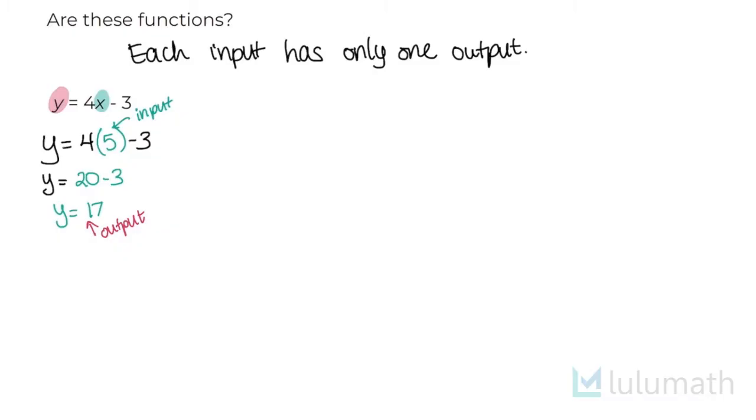But here's the problem. I have infinite inputs that I can put in here. So I'm not going to do this infinite times because that's impossible. So how am I going to know if this is a function or not? So I have to think logically. If I put a single number in for x here, if I have a single input, will that produce a single output right here? So if I do 4 times any number and then I subtract 3, will that give me anything other than just one number? It will only give me one number. So therefore, each input has only one output, and this is a function.